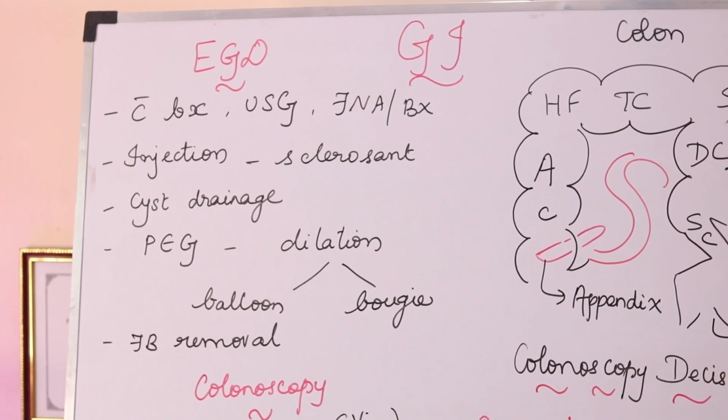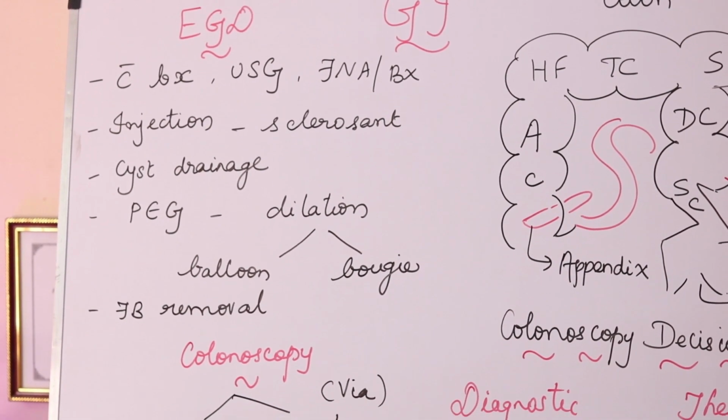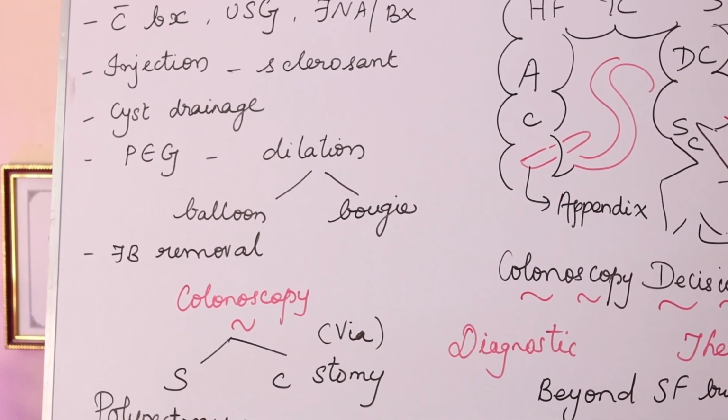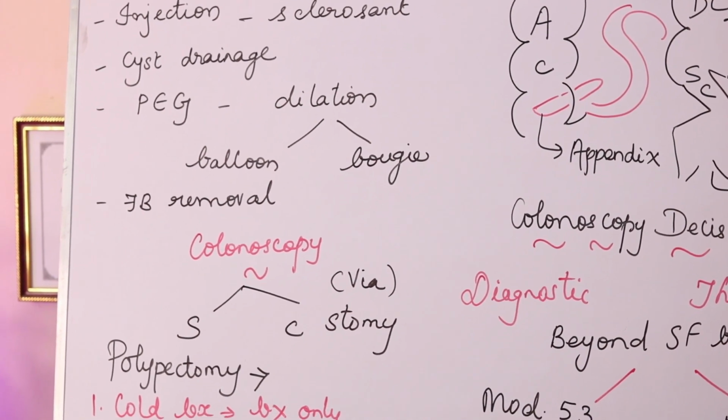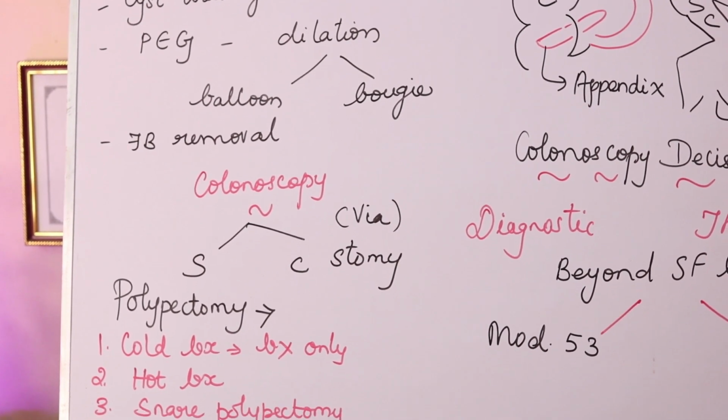Coming to dilation, there are two types. One is a bougie dilation, the other is a dilation via balloon dilation. So you need to know the pressure measurements, and accordingly you can report the codes.